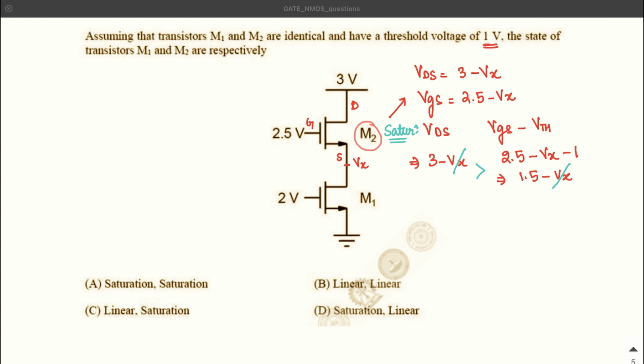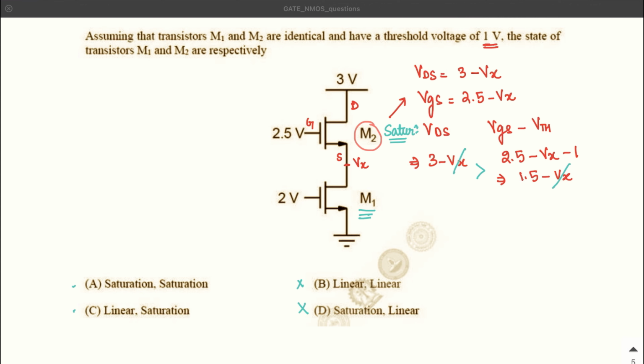So we know that they are asking for M1 and M2. Either this is correct or this is correct. These two options are straight away wrong. So you can work it out and now you have 50-50 chances for the correct answer. To find the correct answer, we need to interpret the mode of operation for M1.